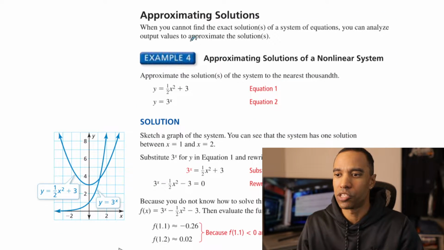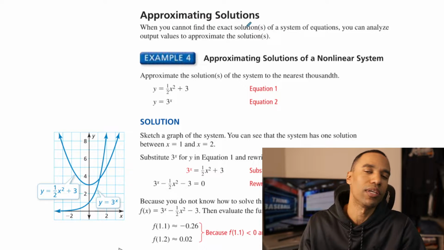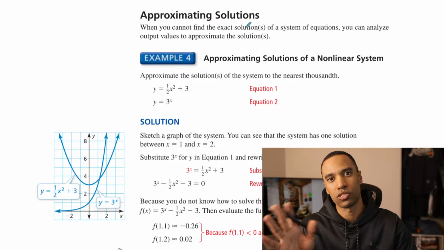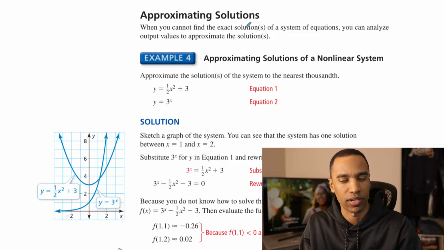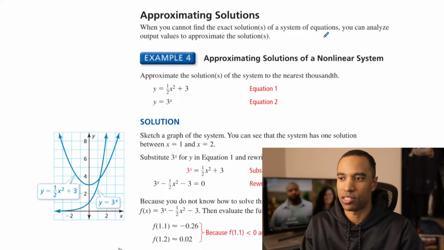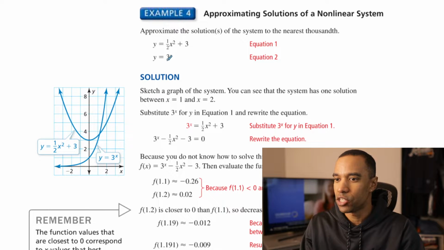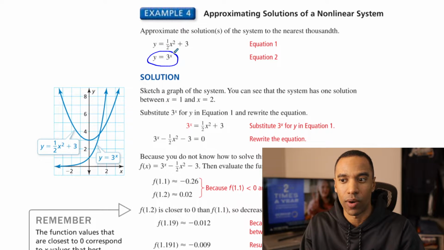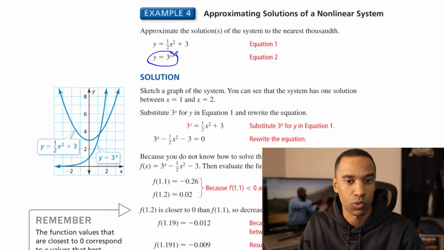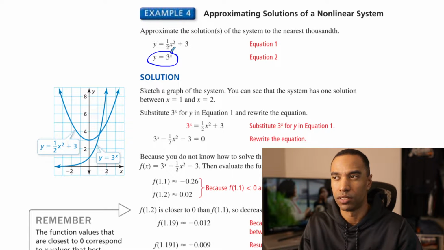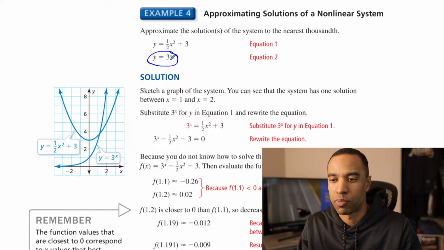All right, approximating solutions. When you can't find the exact, so they're going to give you exact ones at some point. Later they'll say approximate. We'll probably use a calculator. When you can't find the exact things, you can analyze output values to approximate. All right, this one here is not quadratic at all. This is an exponential function. We did these in chapter 1, I think 1.6, where we graphed exponentials.